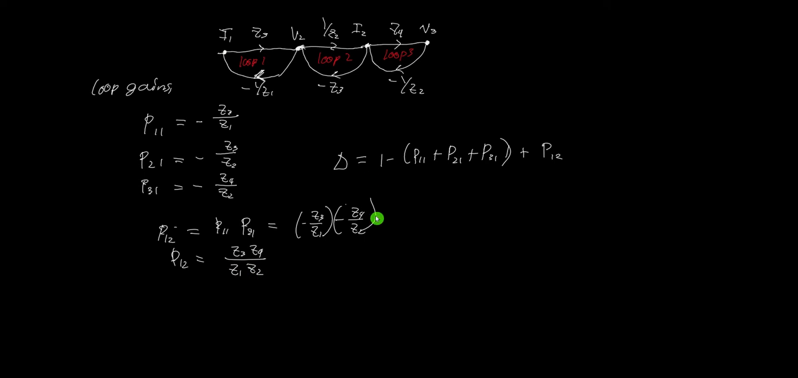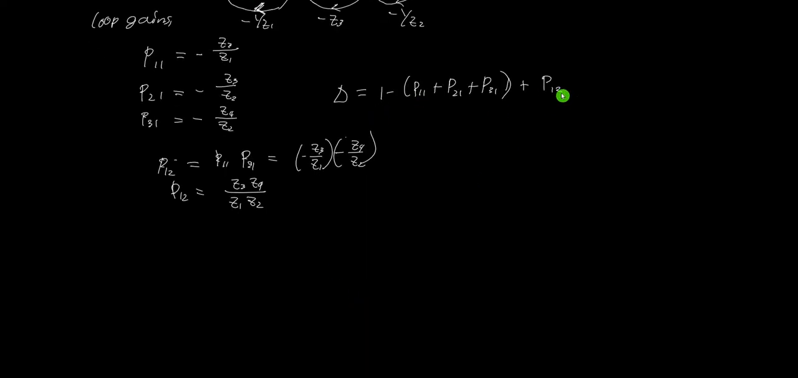And now we can evaluate delta. Delta will be 1 minus the sum. We can factor out the negative because they are all negative and make this one positive. Z3 over Z1, that's P11, plus P21, Z3 all over Z2, then for P31, Z4 all over Z2.